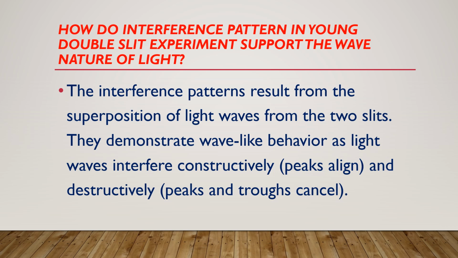How do interference patterns in Young's double-slit experiment support the wave nature of light? The interference patterns result from superposition of light waves from the two slits. They demonstrate wave-like behavior as light waves interfere constructively and destructively.